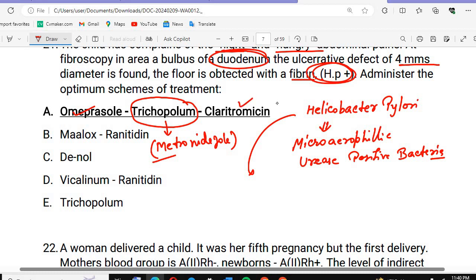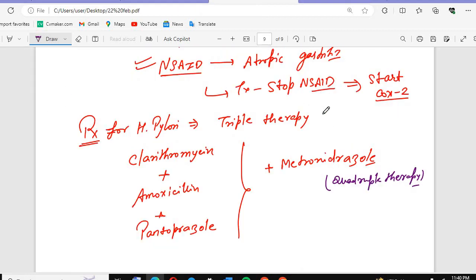Clarithromycin. Okay. See, if you are adding the metronidazole, that is the quadruple therapy, so if you are adding the 4 drugs, you need to understand that. Normally we give the clarithromycin, amoxicillin and the pantoprazole, but along with that, if you are giving the metronidazole, we need to remove 1 drug, that is the amoxicillin.